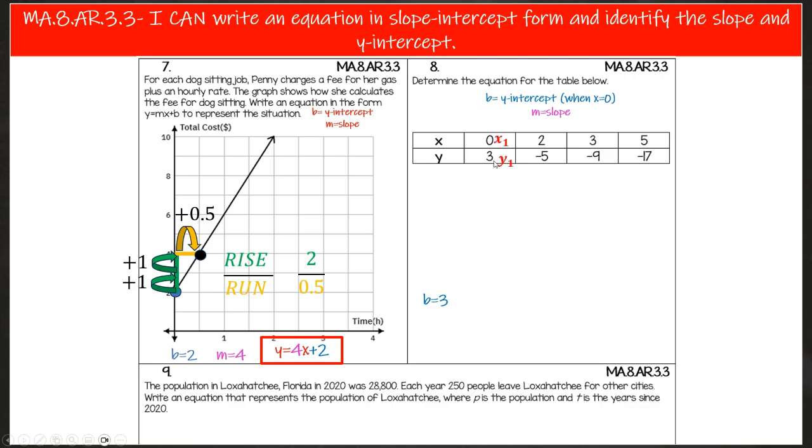Then to find our slope, we're going to do x1 and y1, x2, y2. Negative 5 minus 3 is our numerator, because those are our y values. And then our x values are 2 and 0. So negative 8 divided by 2, and my slope is equal to negative 4. When I write my equation, y is equal to negative 4x plus 3.